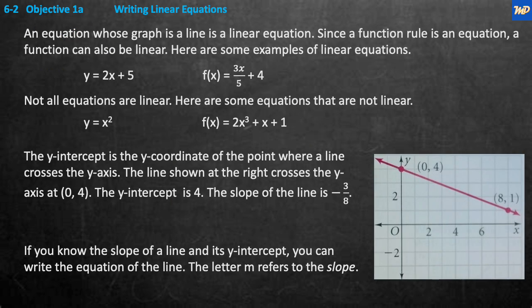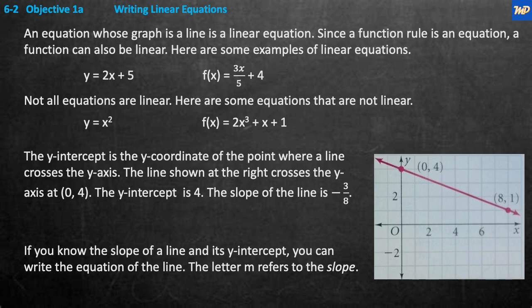Okay, objective 1, writing linear equations. An equation whose graph is a line is a linear equation. Since the function rule is an equation, a function can also be linear. Here are some examples of linear equations. y equals 2x plus 5. That is the equation of a straight line. And f of x equals 3x divided by 5 plus 4. Again, another equation of a line.